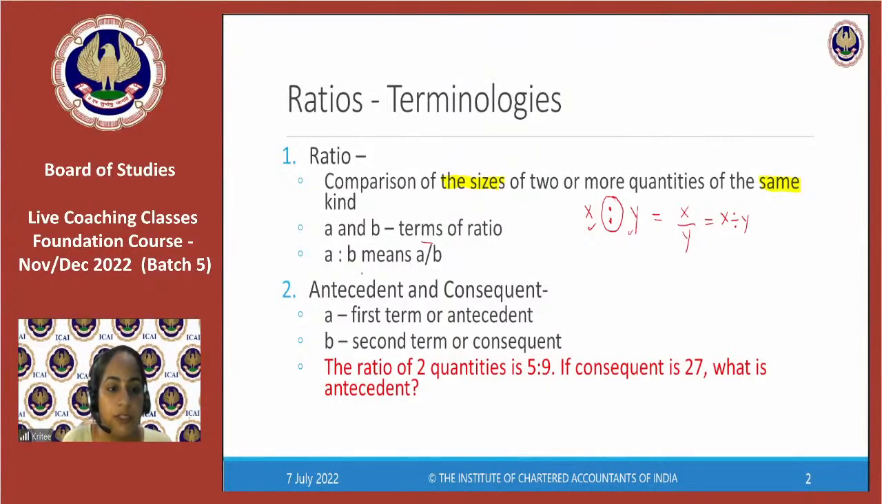When we are talking about X and Y here, and we are comparing the two quantities, they are also named separately. X stands for antecedent and Y stands for consequent. What I've written in the slide is A is to B. A is to B means A by B, and A is the first term, that is the numerator, known as the first term or antecedent. B stands for the second term, or the denominator, or Y in my case here, known as consequent. I hope you're understanding this much.